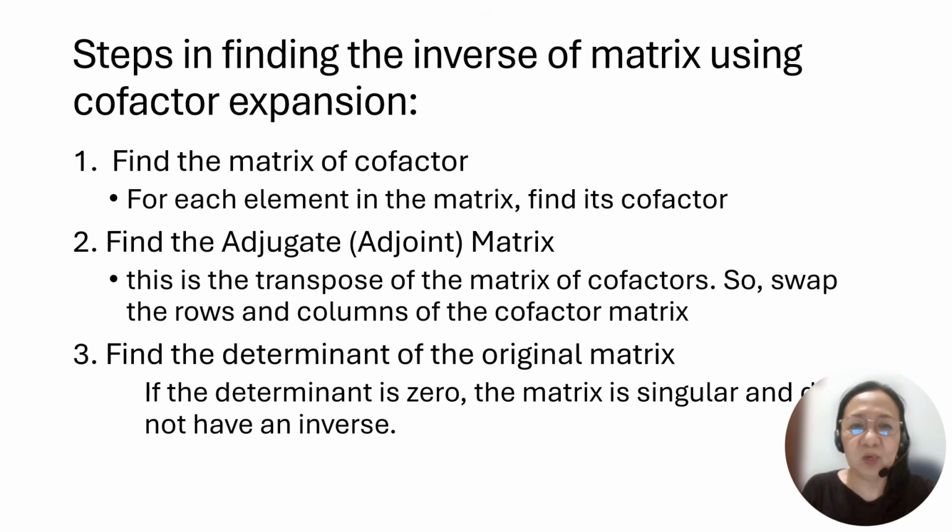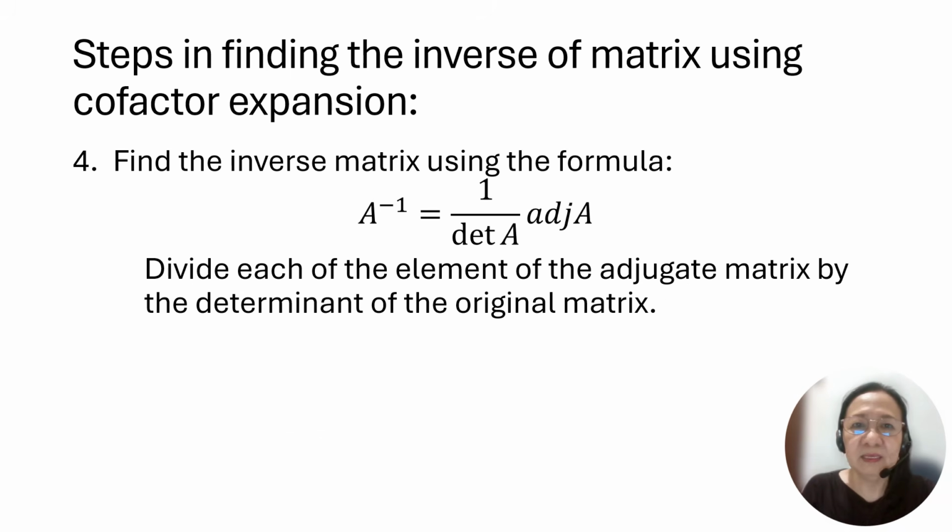And the third one, we're going to find the determinant of the original matrix. If the determinant is 0, the matrix is singular and does not have an inverse. Then the last step, we're going to find the inverse matrix using the formula. A inverse is equal to 1 over the determinant of A times the adjoint of A. So we have to simplify by dividing each of the elements of the adjugate matrix by the determinant of the original matrix.